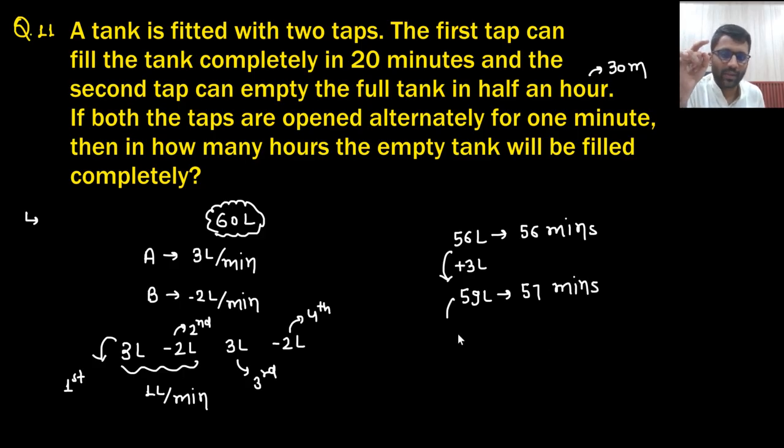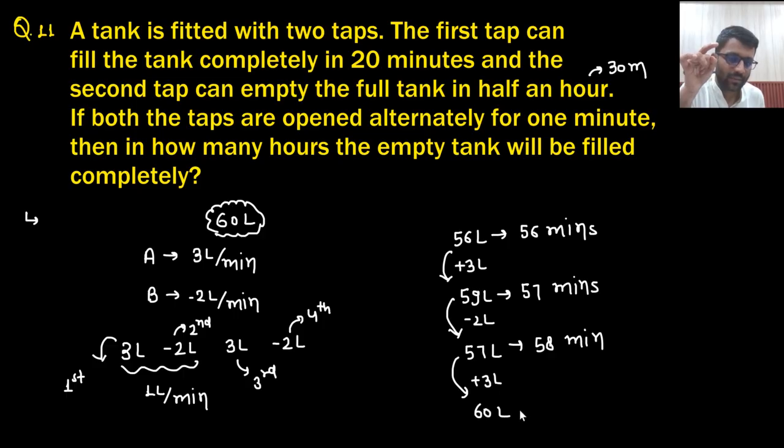And next time what will come? Minus 2 liter will come. So it would become 57 liter in 58 minutes. And the next time what will come? Plus 3 liter will come. So it would become 60 liter in 59 minutes. That's it. This is what they asked.